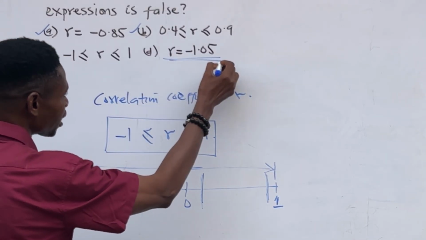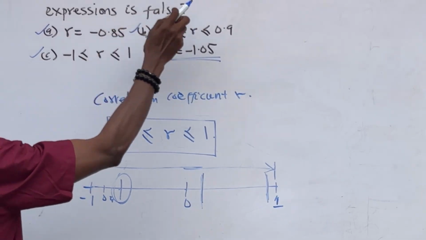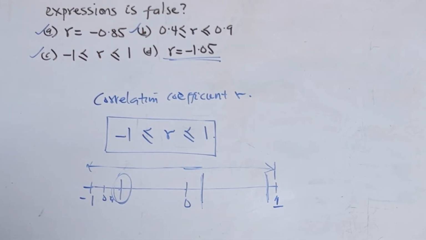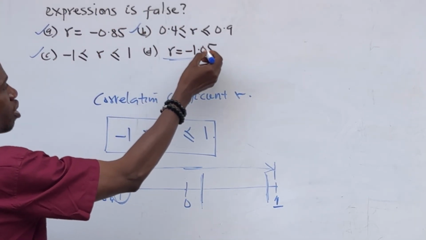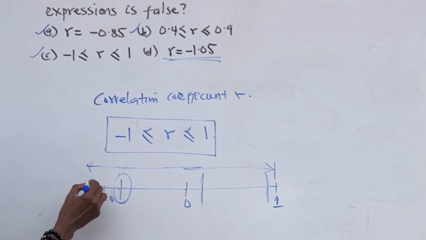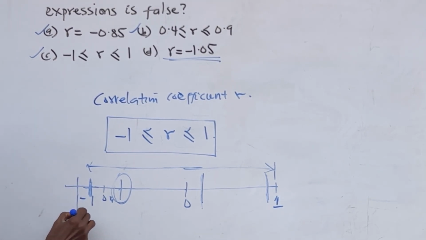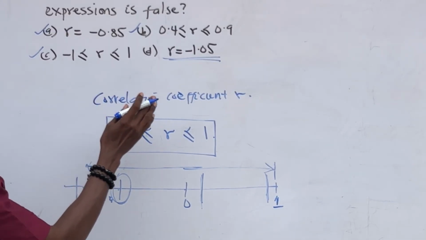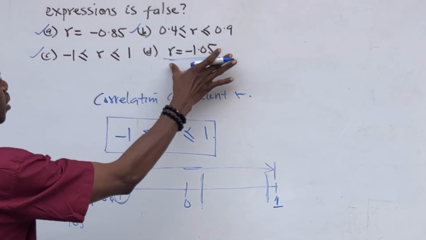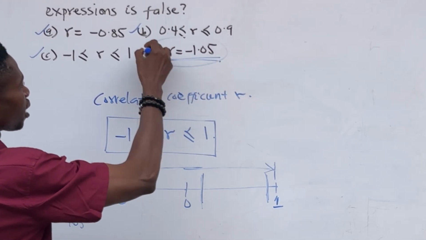So this one is mathematically impossible. So this is the correct answer, because the question says, which of the following expressions is false? -1.05, that's beyond -1. So -1.05 will be somewhere like here. So it's beyond the accepted range. So this is mathematically impossible, and that's the correct answer.